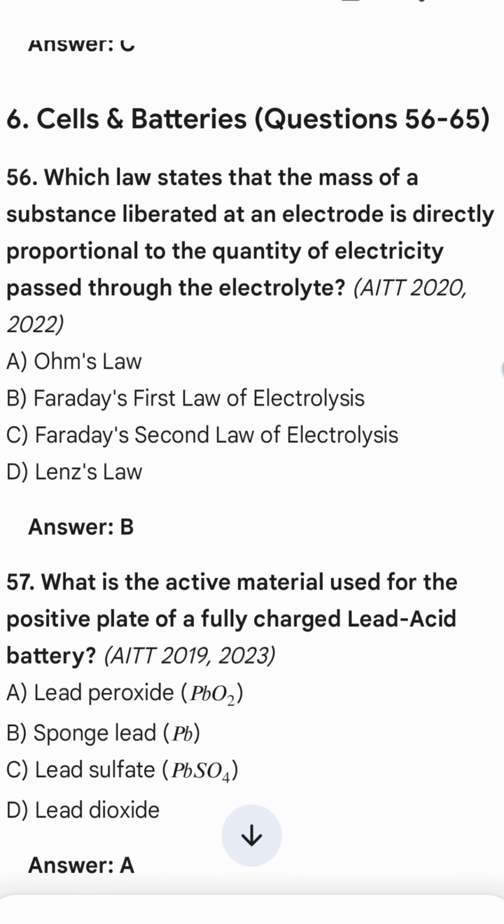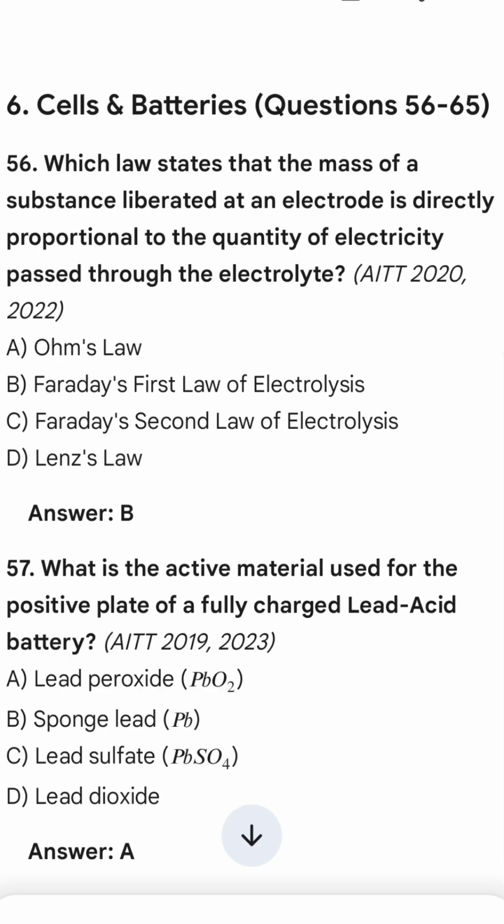Cells and batteries. Questions 56 to 65. Question number 56. Which law states that the mass of substance liberated at an electrode is directly proportional to the quantity of electricity passed through the electrolytes?